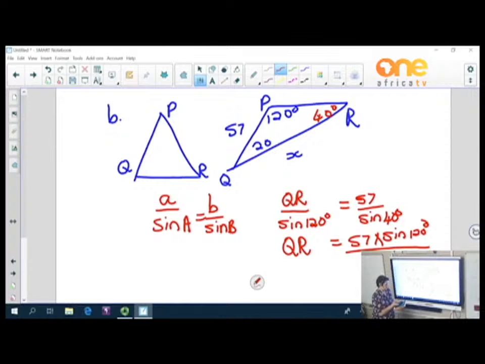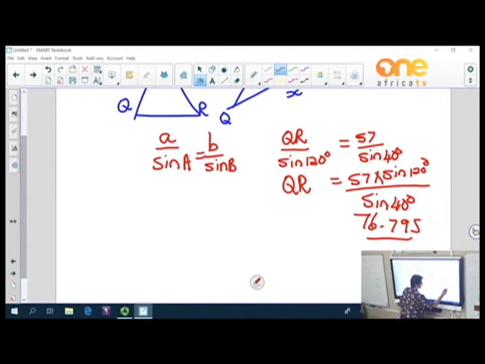And the answer is then, I got 76.795. Again, rounding it then to 3 significant figures. There's 3 significant figures. Will the 9 influence the 7? Yes, and it is rounded then to 76.8. Okay, right. The next one is number C.